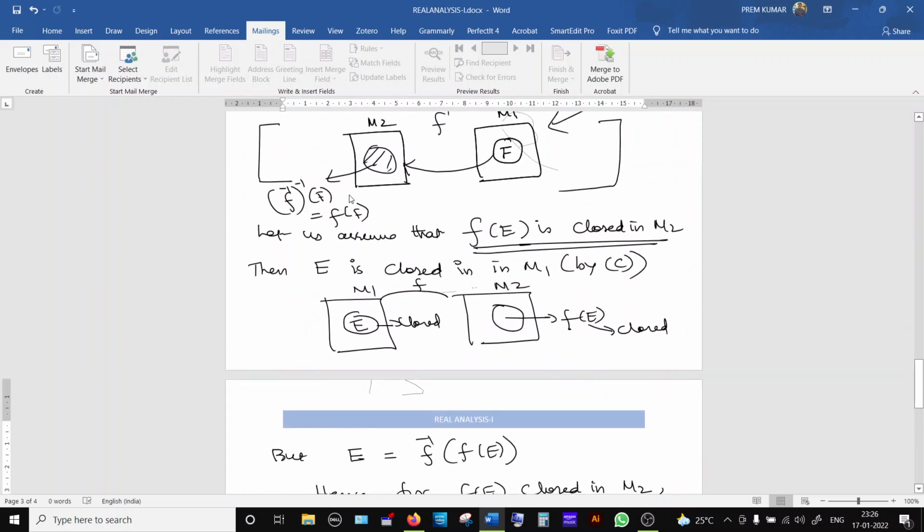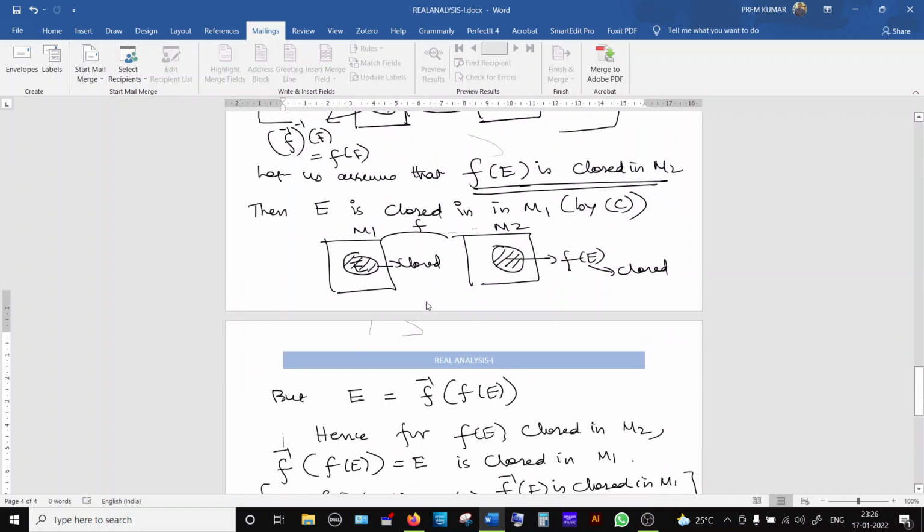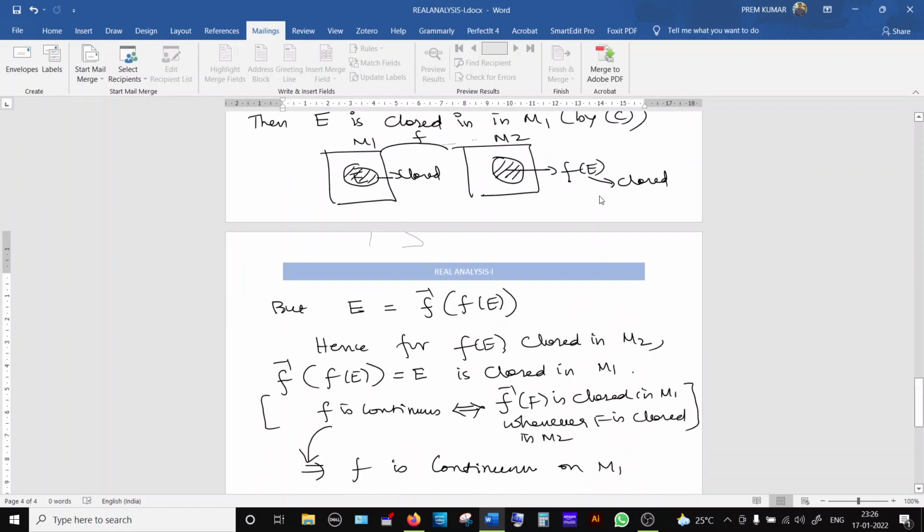So by the assumption of C, if this is closed, then the corresponding E is also closed. Now we have to prove that f is continuous. For f to be continuous, if you take the domain and codomain like this, and take any closed set in the codomain, the inverse image also must be closed. That is what this theorem, this result says. So now we are going to use this result to prove that f is continuous.